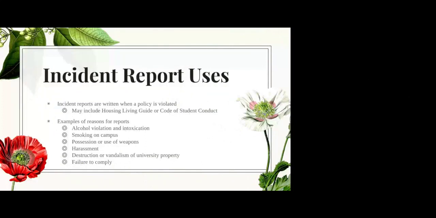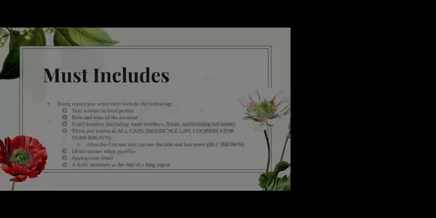So, an incident report at its most basic level is written anytime a policy is violated. This may include a housing and living guide policy or a code of student conduct policy. Some examples of this are alcohol violations or intoxications, smoking on campus, possession or use of weapons, harassment, destruction or vandalism of either street property, and failure to comply. This is by no means everything. This is why it's important to take a look at the presentations and really keep track of what falls under the different codes so that you can know fully what would constitute a violation of one of those policies.